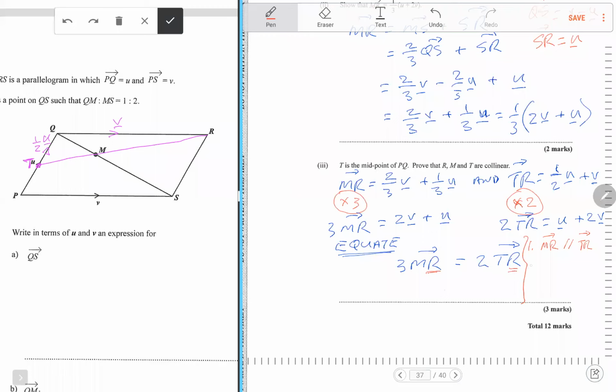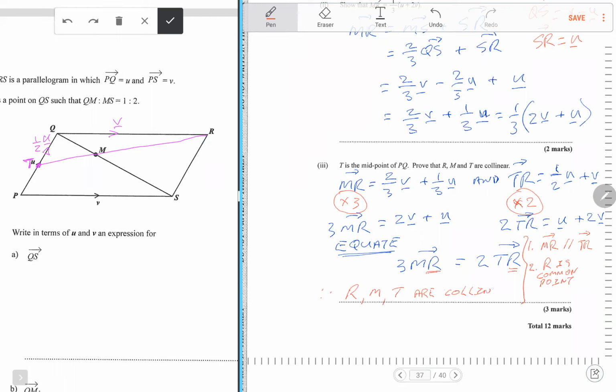The second thing you need is a common point. And in this case, R is a common point. And since you have those two conditions, you can draw the conclusion. Therefore, the 3 points involved are collinear. R, M, T are collinear.